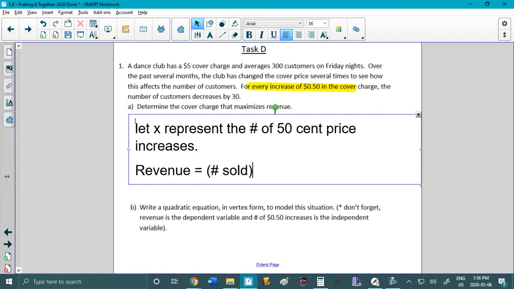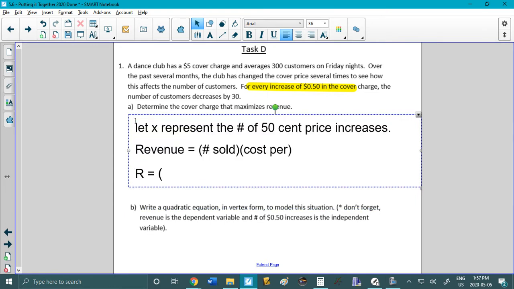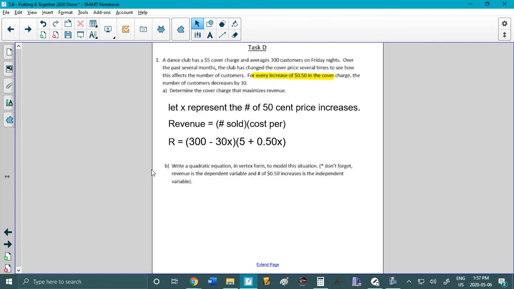equals number sold times cost per. And so in this case, I'm changing revenue to R to save space. Number sold. Originally, they sold 300. For every 50-cent increase, the customers go down by 30. It's minus 30x. The cost per starts at $5, and it goes up by 50 cents each time they raise the price. Okay, so there we go.